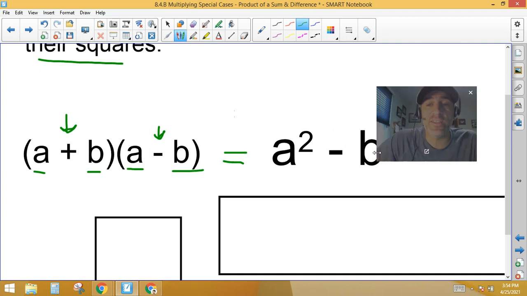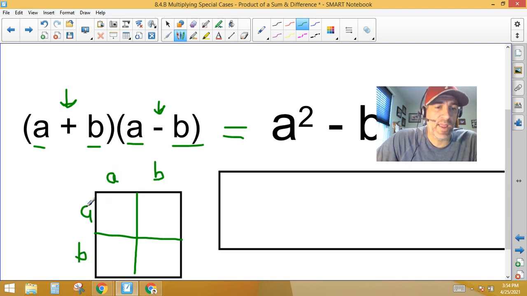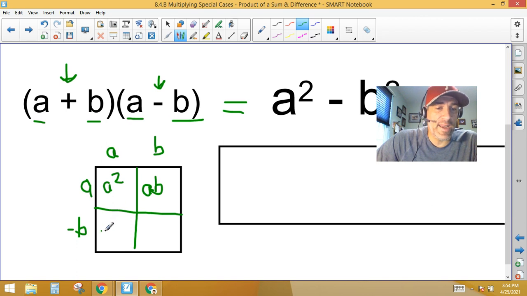Now, the reason this works, I'll show you why. If I were to do a real quick area model, which you don't have to do, but I'll show you why it works. This top piece would be a squared. Top right would be a times b. Oh, I'm sorry, this is supposed to be a negative b, minus b. Bottom left would be negative ab, and the bottom right would be b squared.